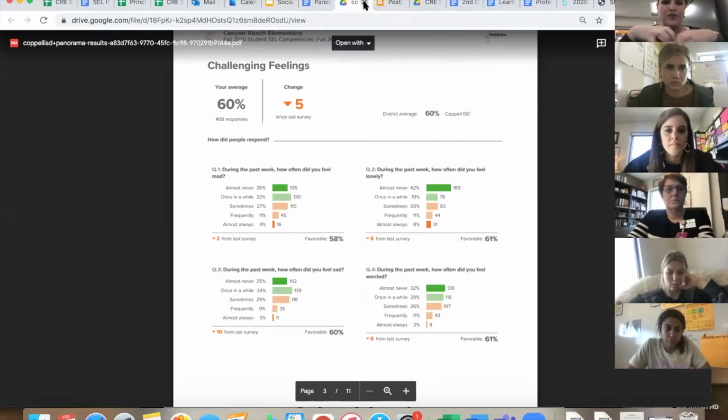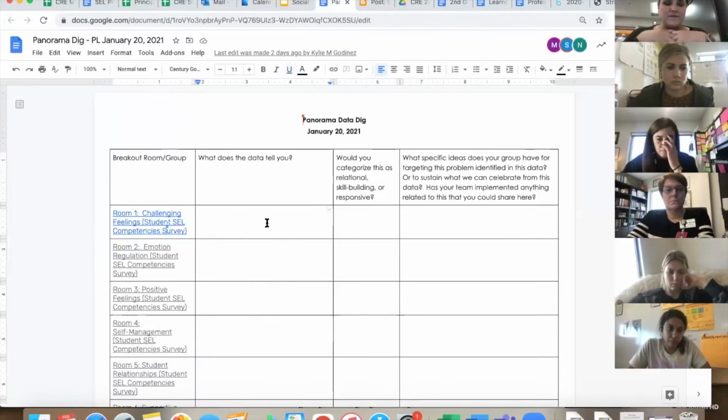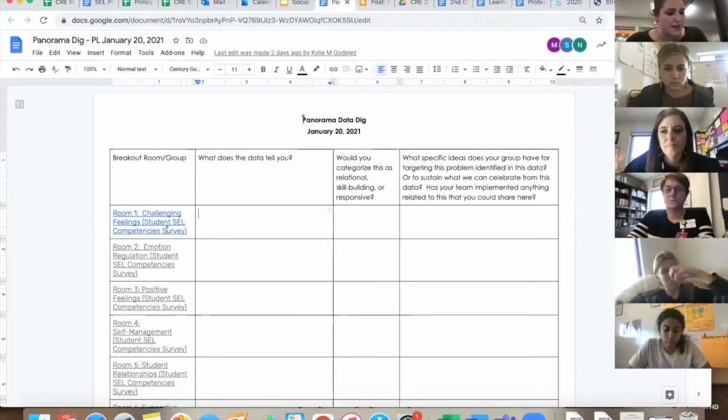So after your group looks at that and digs in and sees what it's telling you, you're going to come back to this page and you're going to write down, what does the data tell you? And then think, how would you categorize this response? Would it be relational? Would it be a skill building type issue? Or is it a responsive type issue? And then the last box is for you to share ideas that target the points of growth. So does your team do anything currently that you want to celebrate? Or how can we go moving forward?